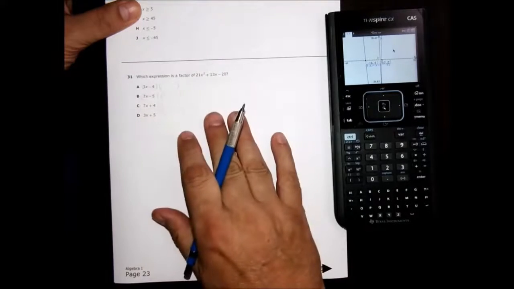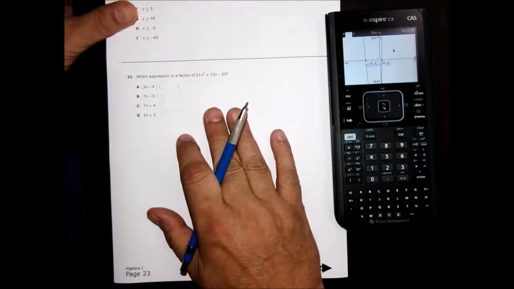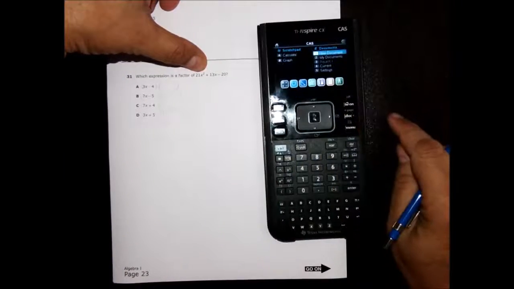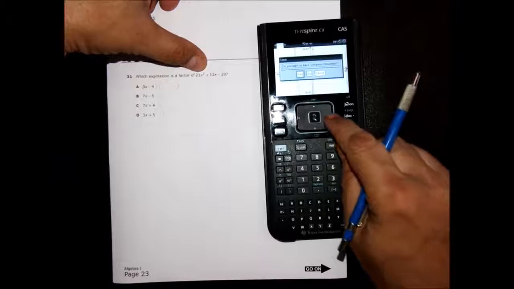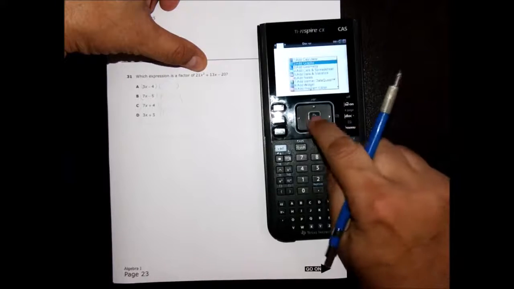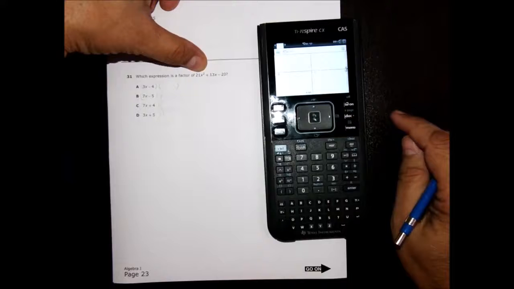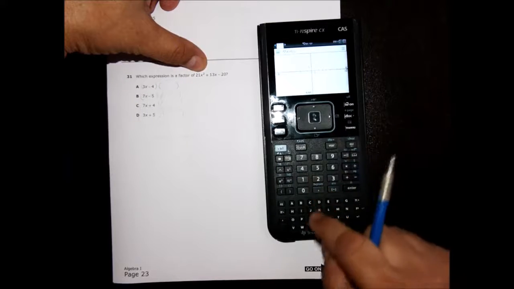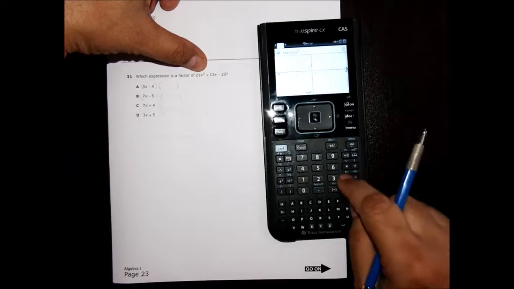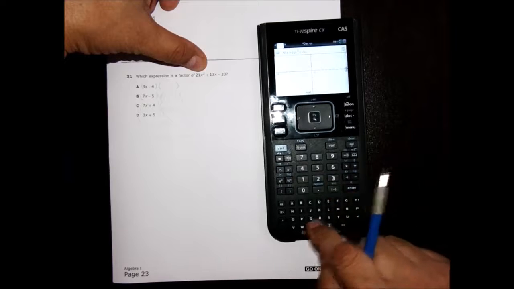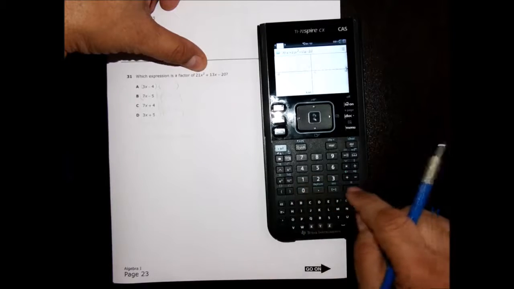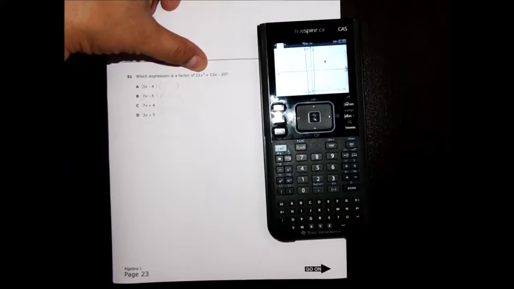The best way to do this is to graph it out. When in doubt, graph it out. Let's graph our first quadratic. So I'm going to choose Home, New Document, Save, No. I'm going to choose a graph, and it's 21x squared plus 13x minus 20. Press enter, and there's our graph.